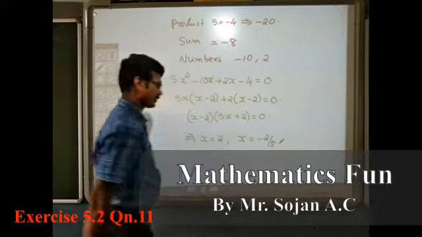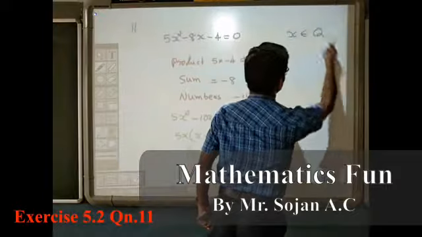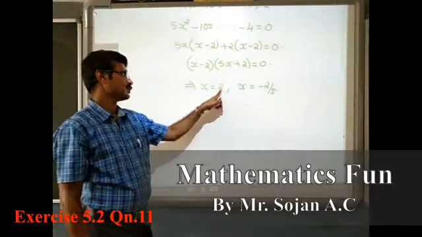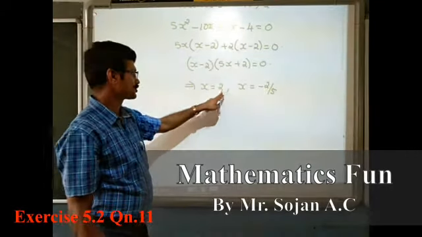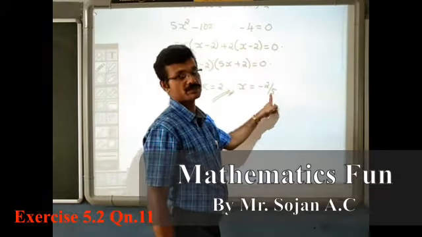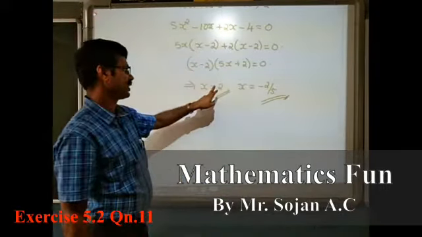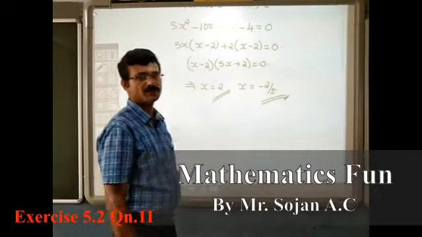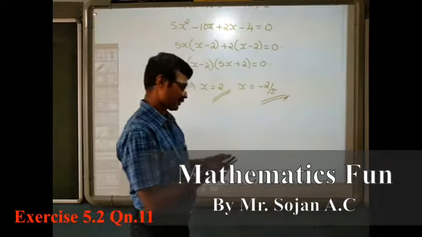Now it is given in the very beginning that x is a rational number, Q. So if you look at this 2, by the definition of a rational number, 2 is a rational number. So this value 2 is possible, and even minus 2 by 5 is also a rational number. So both of these satisfy the equation. So x is equal to 2 and x is equal to minus 2 by 5, both are solutions of the given equation. So this is question number 11.